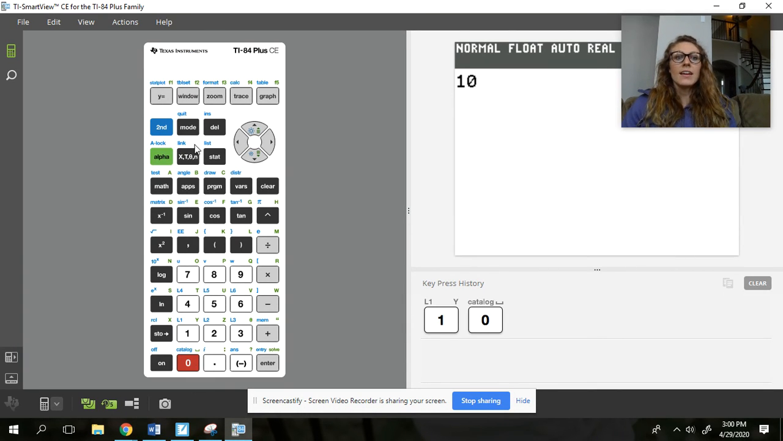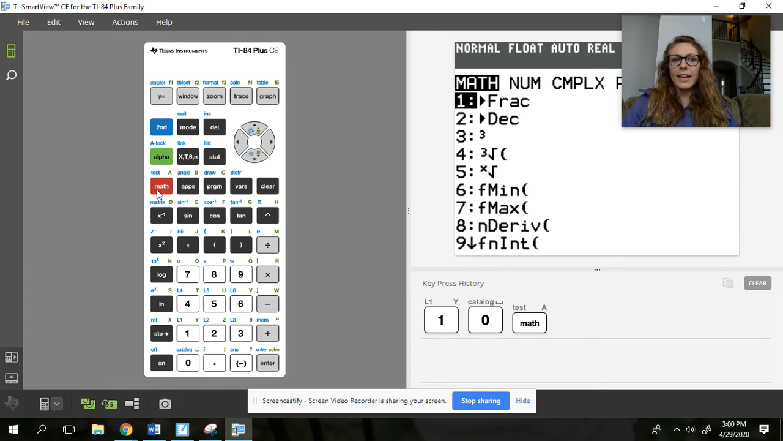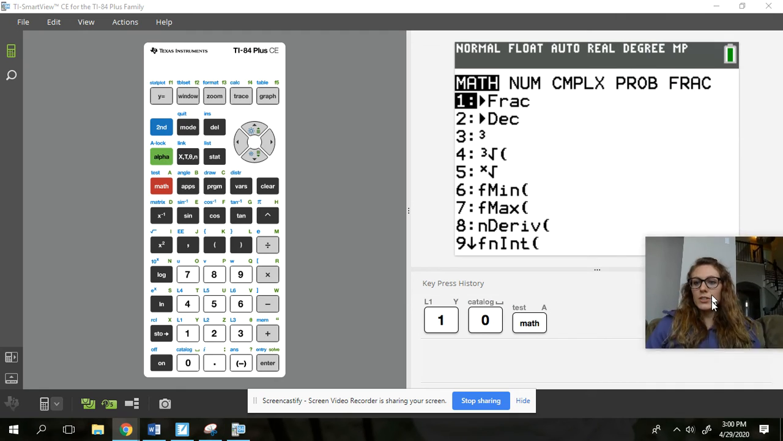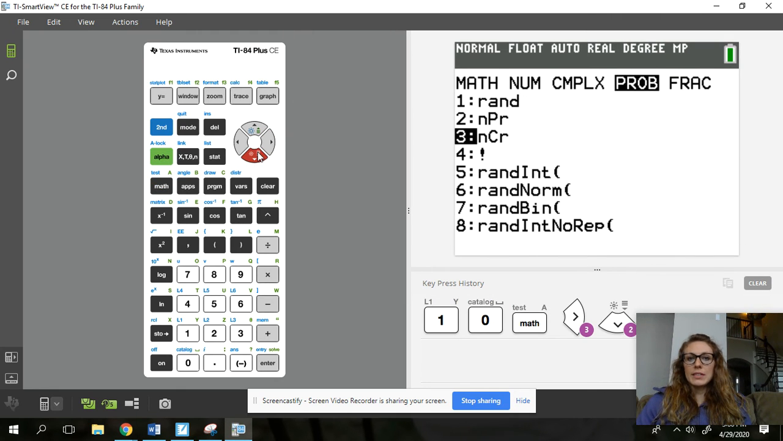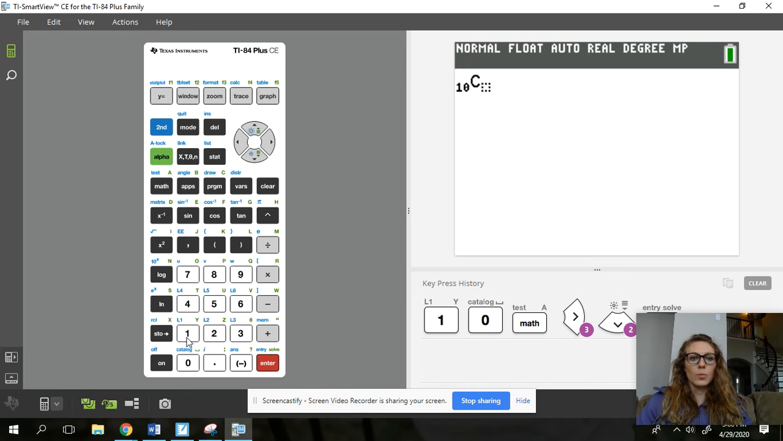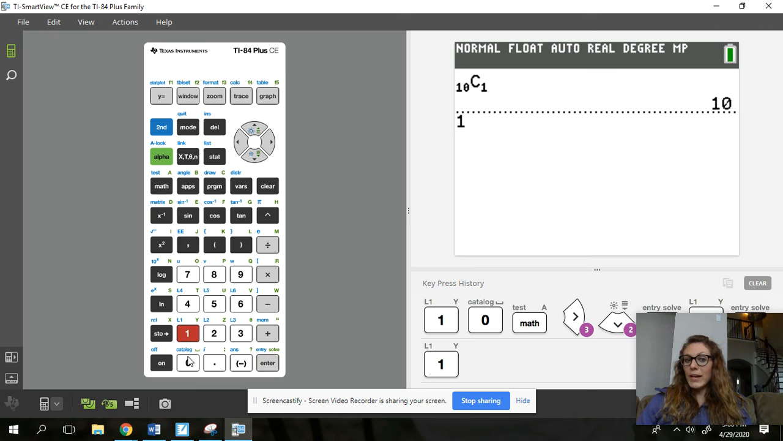I can say 10. To get to those probability keys, you're going to have to press math next and go over to the probability menu. I'm going to choose C and then 1. So there were 10 puppies. I'm going to get to take home 1. When I press enter, we get 10 out. Which, does that make sense? Only 10 ways, because you're only getting to pick 1.